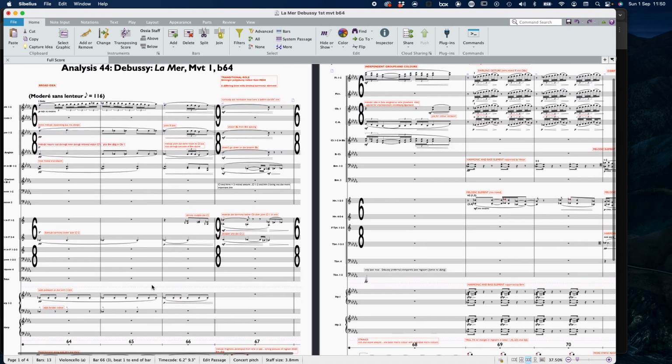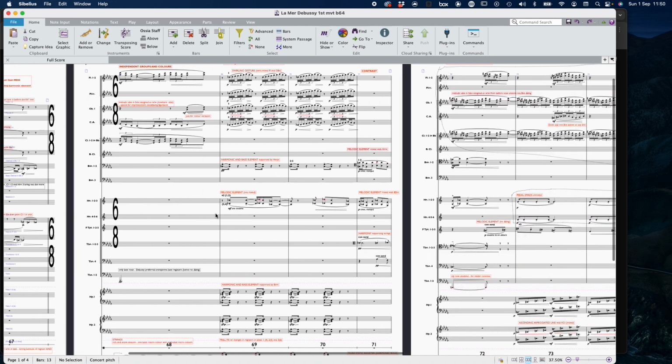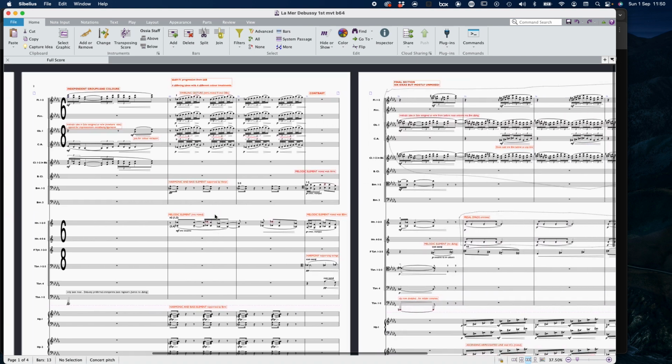So an interesting one. I hope you found that interesting as much as I did. That's just 12 bars of Debussy, and it takes that long to really go through absolutely everything. It takes me that long anyway.